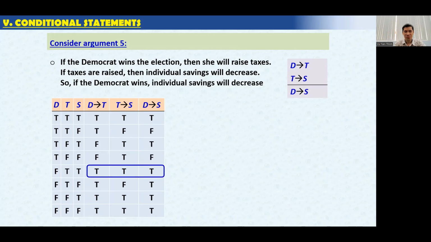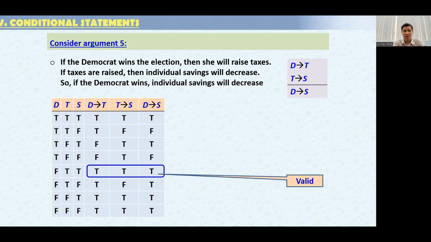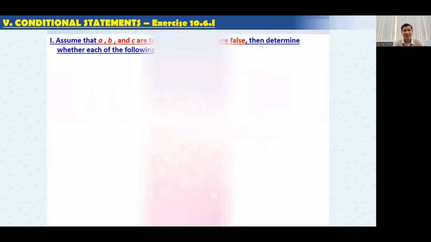True, true, true. True, true, true. We have 4 cases when all the premises are true, and in all those cases the conclusion is also true. Valid. Not so hard, is it, right?